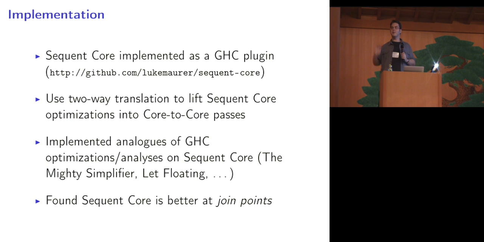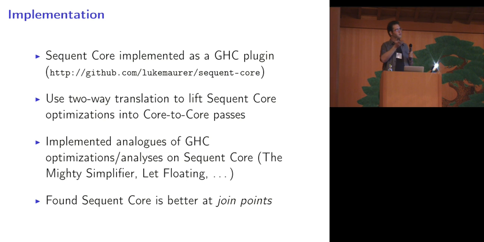And it lets you completely reorder and rearrange and insert and change the pipeline for how it's optimizing core. And so we used our two-way translation to essentially lift Sequent core optimizations into GHC through this plugin. So we basically did a complete change of the internal representation on how it optimizes programs without touching a line of GHC's actual code or recompiling it.